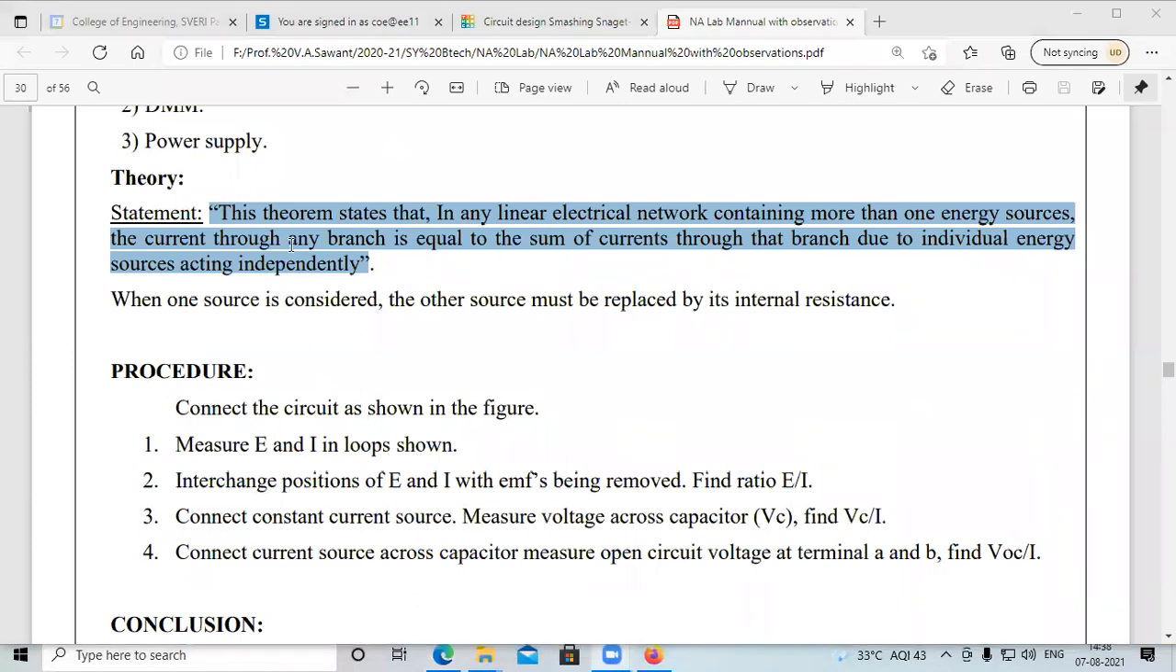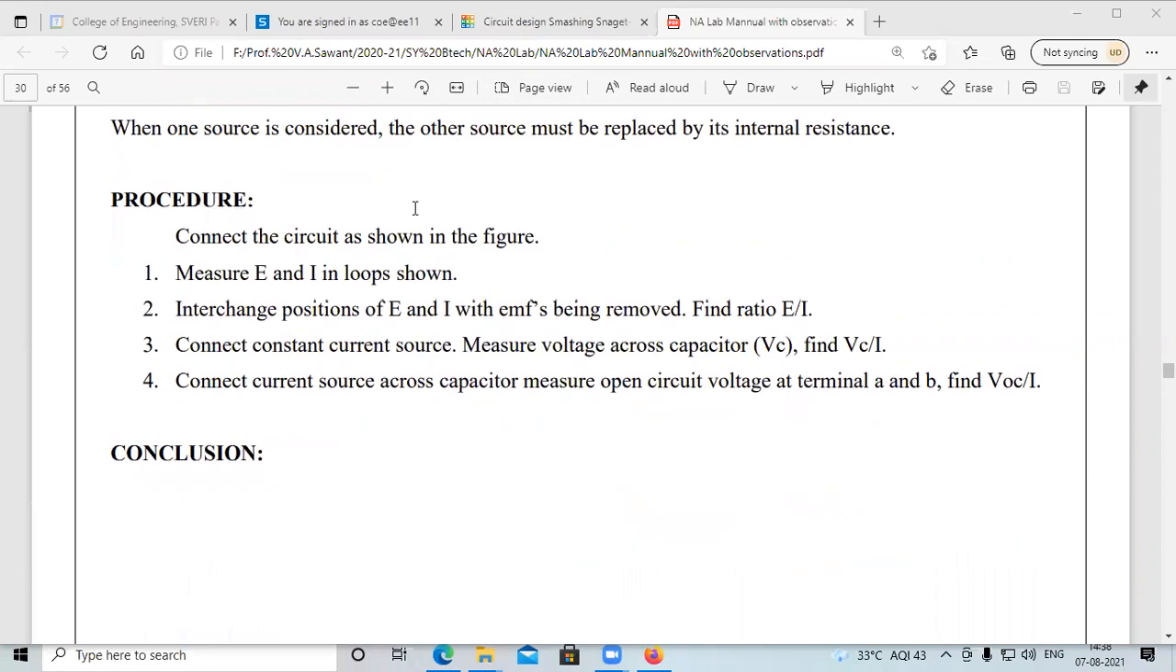Now here is the statement. This theorem states that in any linear two-terminal network containing more than one independent source, the current flowing in any one of the branches is equal to the algebraic sum of the currents that would be produced when each individual source acts alone, or independently. प्रत्येक सिच्युएशनला एक सोर्स ऍक्ट करून जो करंट येईल त्या आलेल्या करंटची जी काही सम असेल, this sum is equal to the current when each and every individual source acts alone. Okay, so this is the statement.